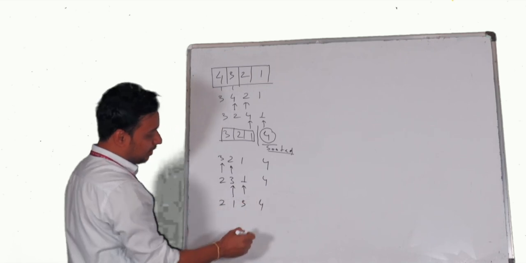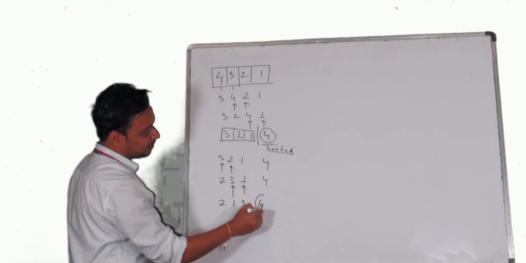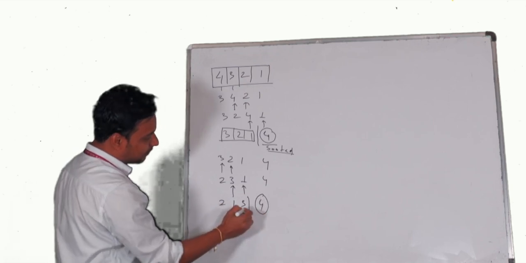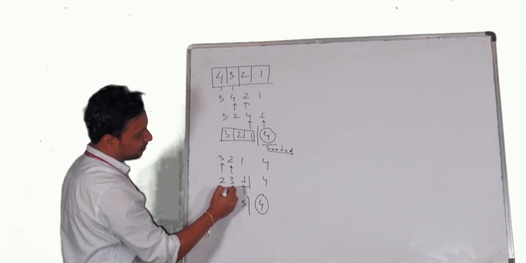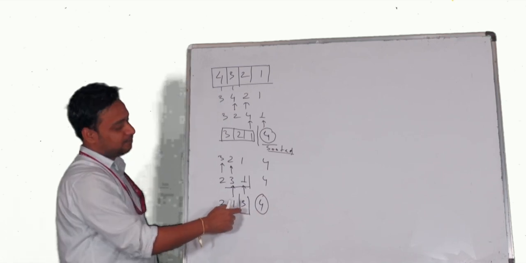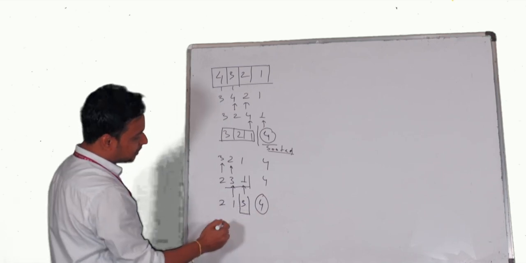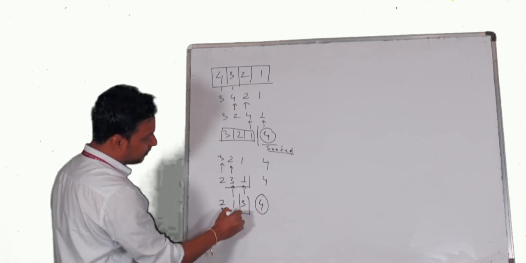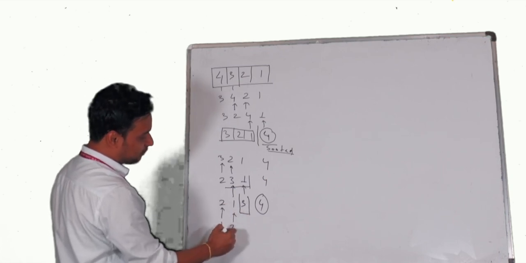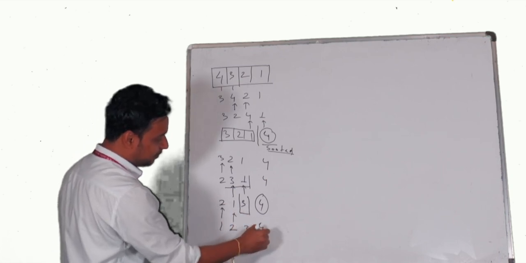Now 4 is already sorted in the previous pass, so we do not need to compare 3 with 4. We'll limit our comparison till this point. So after this pass, 3 is also sorted. Similarly in the next pass, we'll compare 2 with 1. 2 is greater than 1, so we'll swap the numbers: 1, 2, 3, 4.